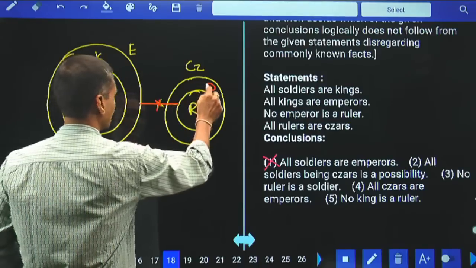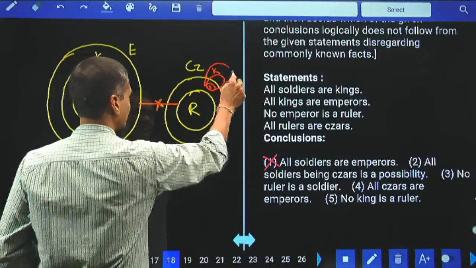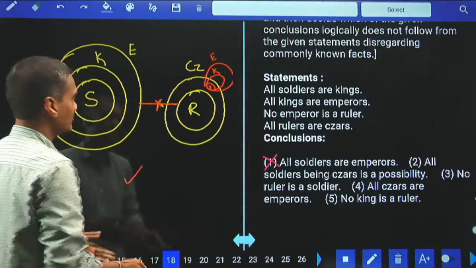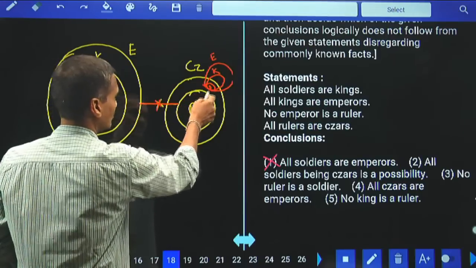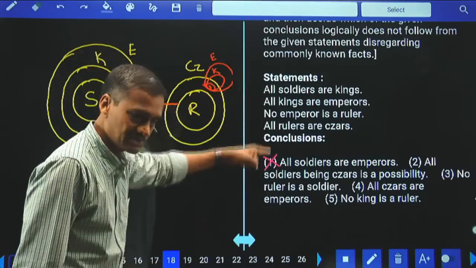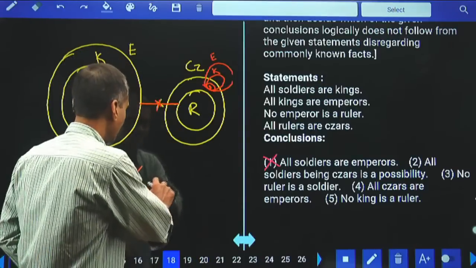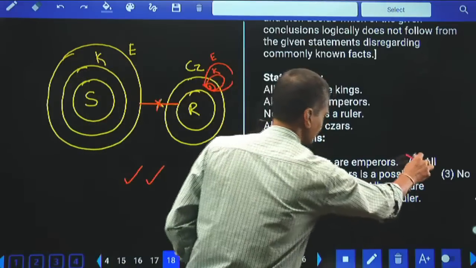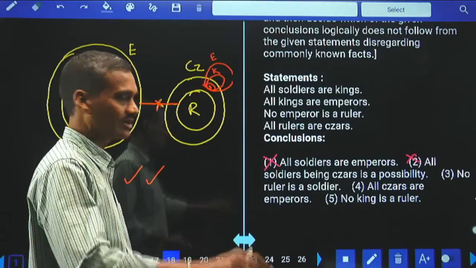If soldier is here, all soldiers are kings, I am writing my king like this. And all kings are emperors, I am writing my emperors. All the statements are valid. At the same time, I have proven a case, no emperor is a ruler. See here also, emperor and ruler, they were not intersected. Isn't it? I can make all the statements valid. That means I can make the second one as true. As the second one is true at least once, it cannot be 100% false. I cannot say it is 100% false because I can make it true at least once.